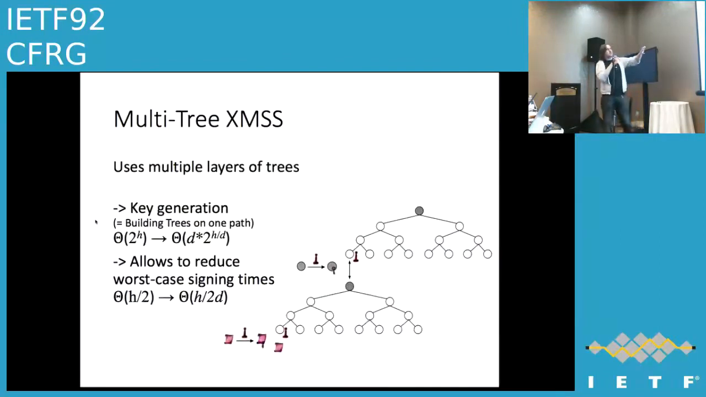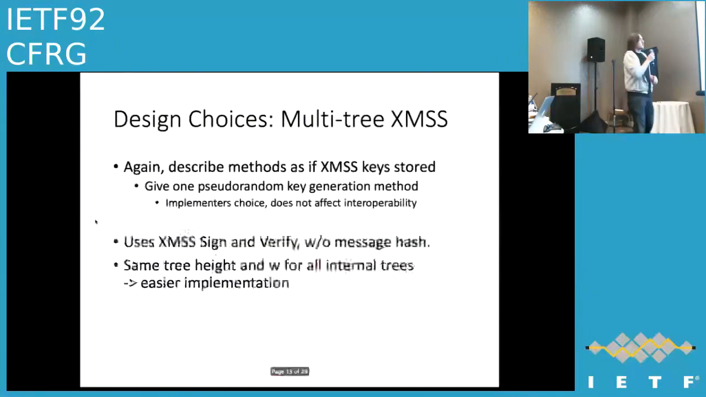And then you can reduce the key generation time for total tree height of h from 2 to the h to d times 2 to the h over d, where d is the number of layers. So from linear in the number of signatures that you can make to the d-th root, roughly. And it also allows to reduce the worst case signing time from h over 2 to h over 2 times d. These require certain algorithms which we point to, but we do not describe how it is done in the draft. I think it will simply get too much in the draft then. Next.